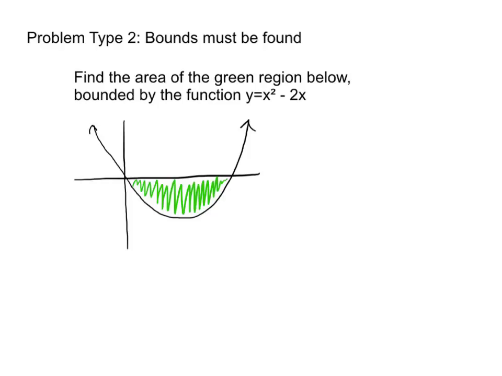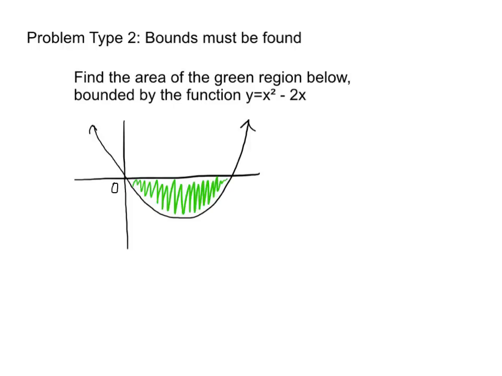Same question here. I want us to find the area of the green region below. It's bounded by the function y equals x squared minus 2x. But in this case, I don't know exactly what the bounds are. I mean, it seems pretty clear that the left one is 0. And if you have decent mental math skills at all, you can probably tell what the right bound is.